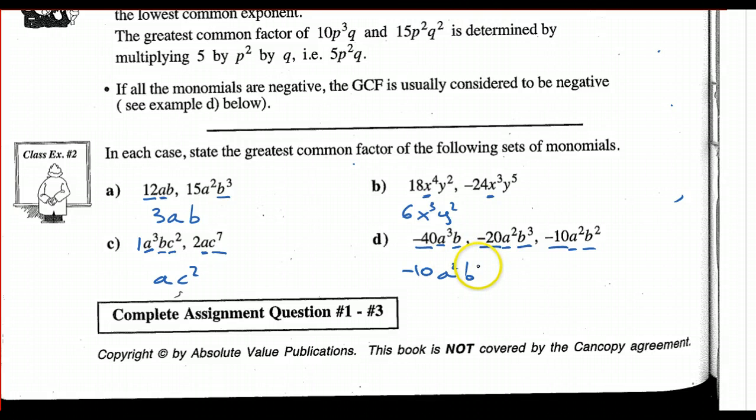I can't, for example, let me just show you this. I can't remove b squared because this first term here only has 1 b. So that's why I'm limited by the lowest number of variables in each term. In this case, that's the only 1 b there.